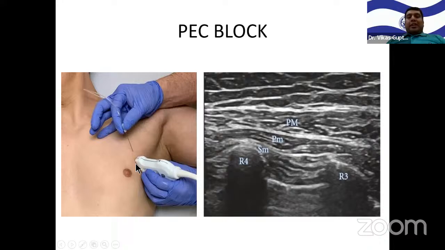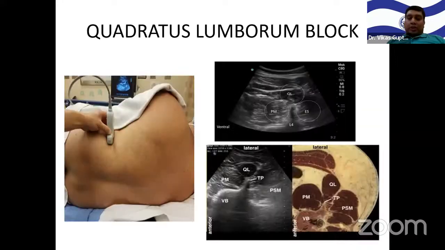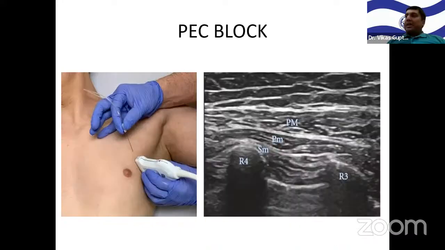We use a linear probe from cranial to caudal, in the middle orientation, with an in-plane approach. If we want to give the PECS 2 block, we have to search for the 4th rib, and for the PECS 1 block, the 3rd rib. If I have to give both blocks simultaneously, I will give the PECS 2 block first, so that anatomical disturbance will not be there. So that is the PECS block. Now the thoracic part of the blocks is completed.